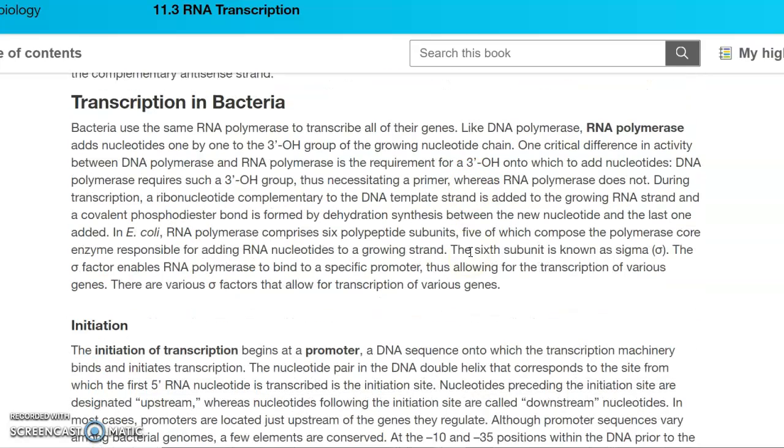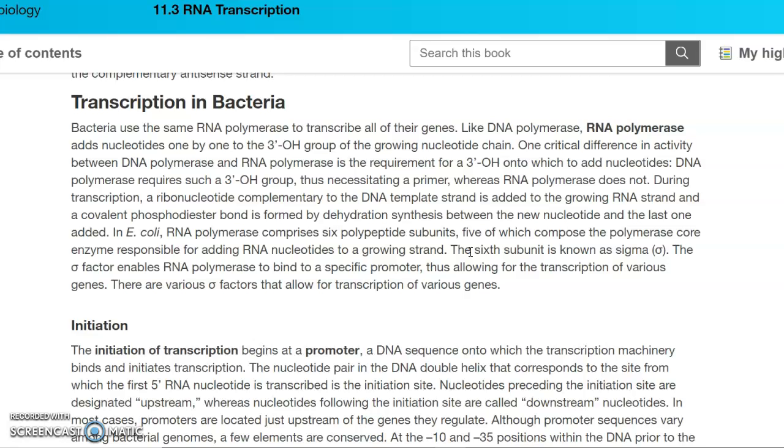Now, when we look at the process of transcription in bacteria, they use RNA polymerase as the enzyme that's going to be used to transcribe all of their genes. And basically, RNA polymerase does the same thing as DNA polymerase. It's going to add nucleotides one by one to the growing nucleotide chain. The difference is, instead of them being DNA nucleotides, now they're going to be RNA nucleotides. And RNA polymerase does not require that primer like we saw that we needed in DNA replication.